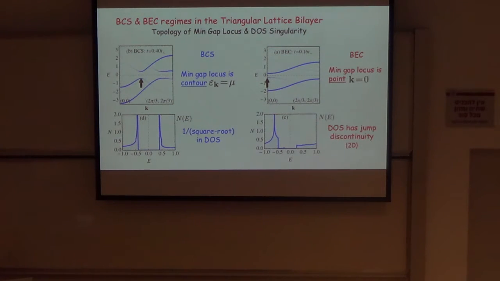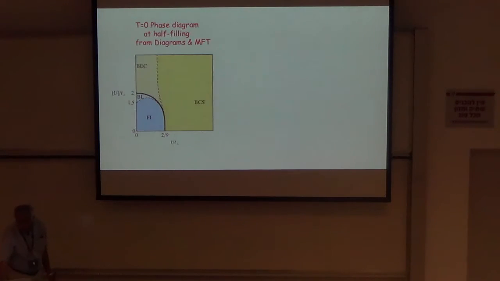Okay, now, back to the problem at hand, which is the triangular lattice bilayer. And here, by calculating the dispersion of the excitation spectrum and the single particle density of states, we see that all the things that I was showing you in the simple one-band case also materialize here. In the BCS regime, I get a confluent case of the 1 over square root singularity, whereas in the BEC regime, I get the minimum gap locus contour shrinking to the point k equals zero, and I get a jump discontinuity in the single particle density of states.